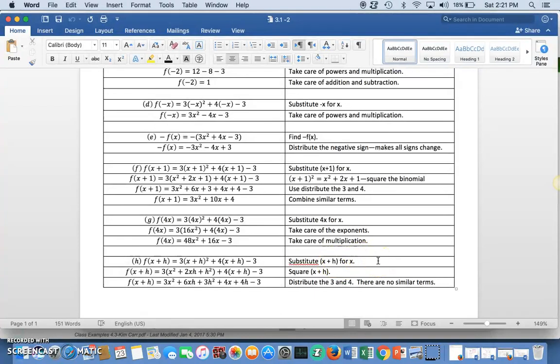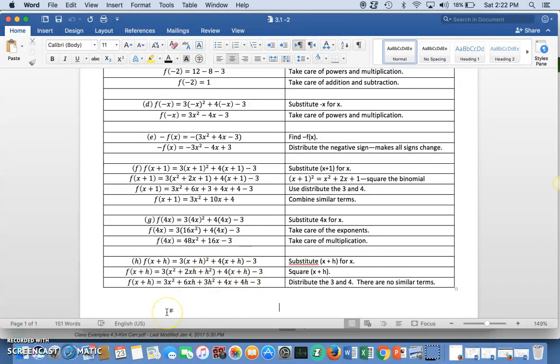In H, you want to substitute x plus h for x. So every occurrence of x is going to change to x plus h. Just like we did in F, we square the binomial first. We're going to square this binomial here first. We square the first term. We multiply them together, xh, we double it, 2xh. We square the last term, h squared.